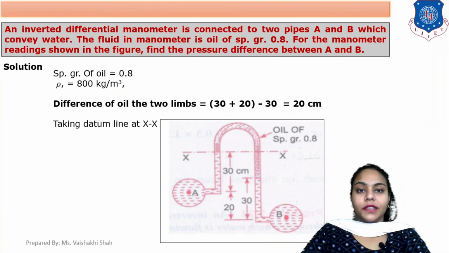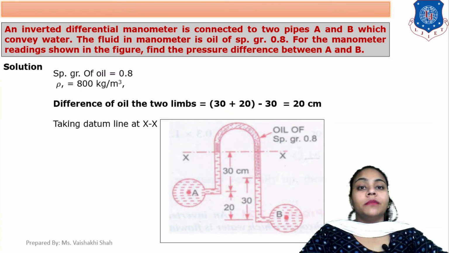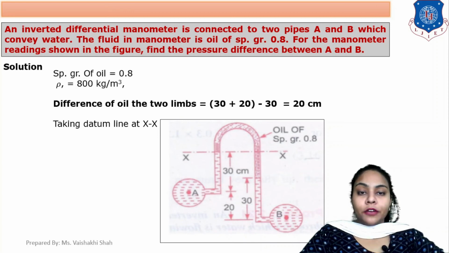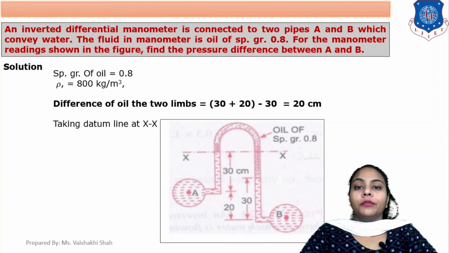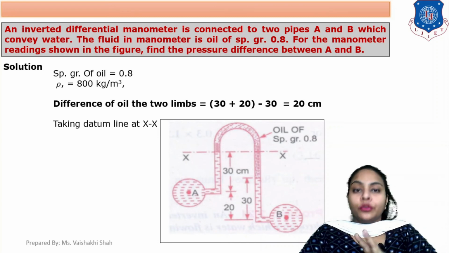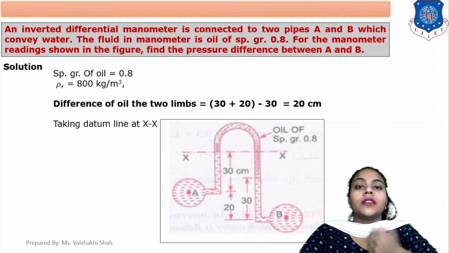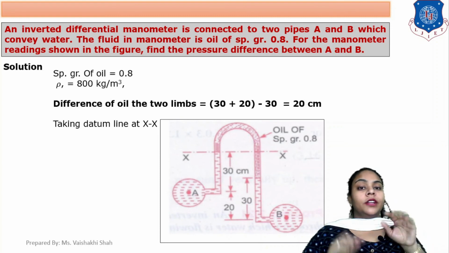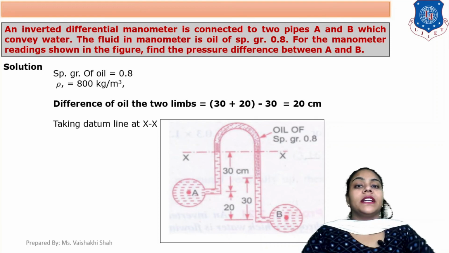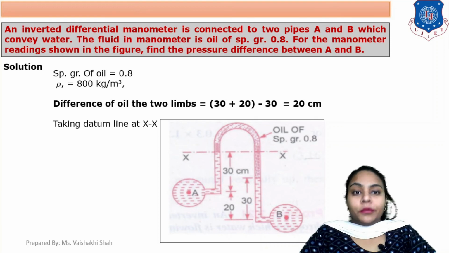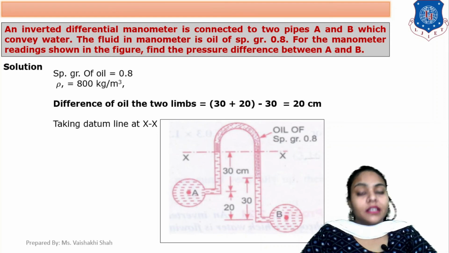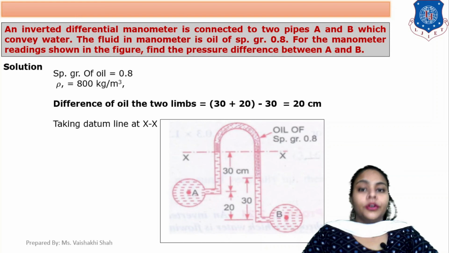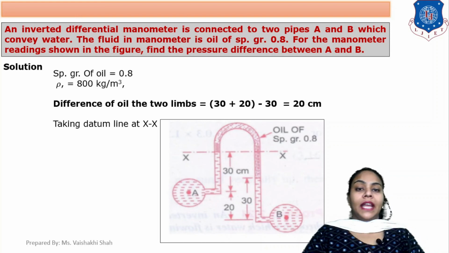Now, our next example is an inverted differential manometer. Firstly, the type of manometer given to you is an inverted manometer. In this inverted differential manometer, connected to 2 pipes A and B which convey water, the fluid in the manometer is oil. In the U shape, the fluid filled is oil with specific gravity 0.8. The manometer readings are shown in the figure. The diagram is already given to you. Find the pressure difference between A and B.